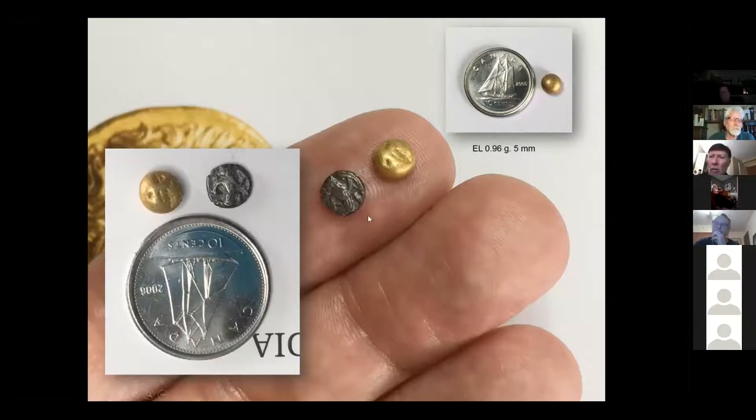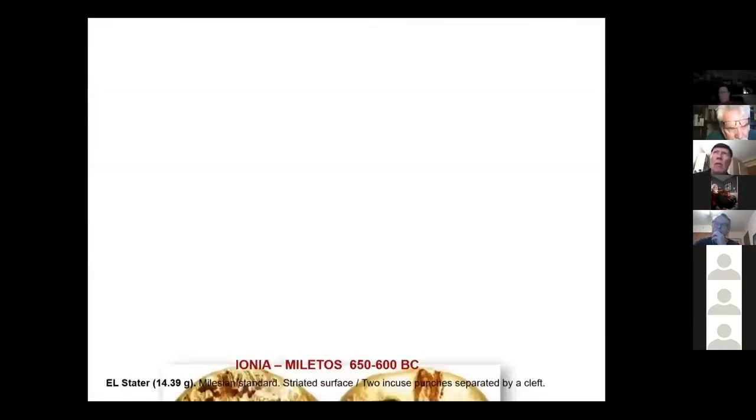And this is a silver coin from the 5th century. It's again a very, very small coin. And how did people make sure that they didn't lose these small precious metals at that time is an amazing thought that you can ponder on for hours, if not days.